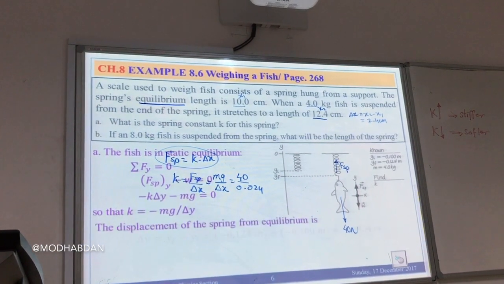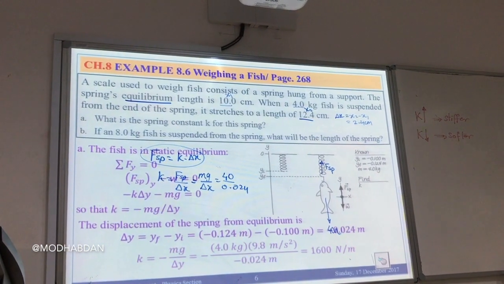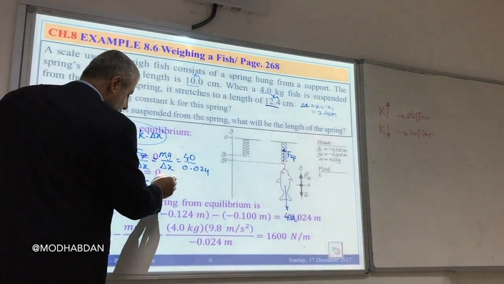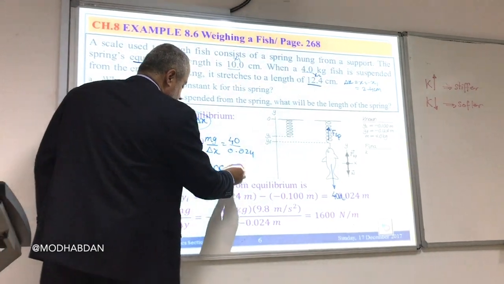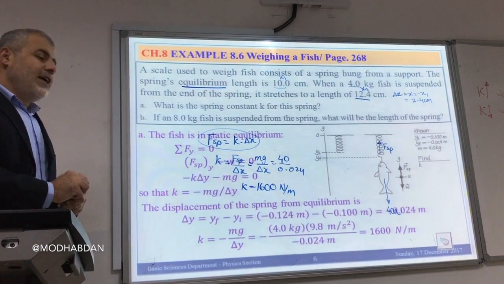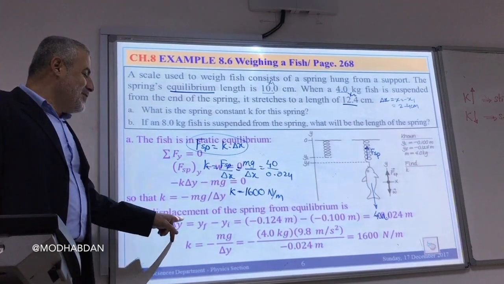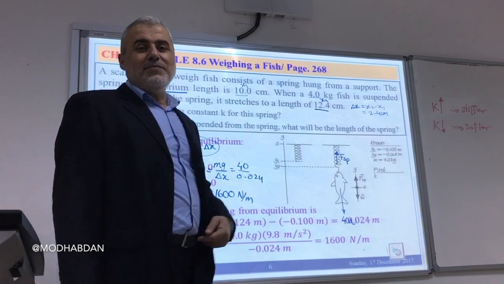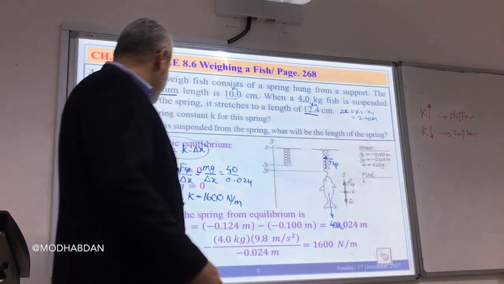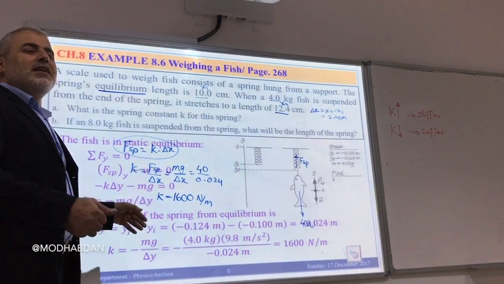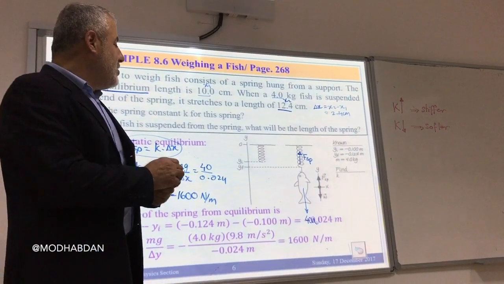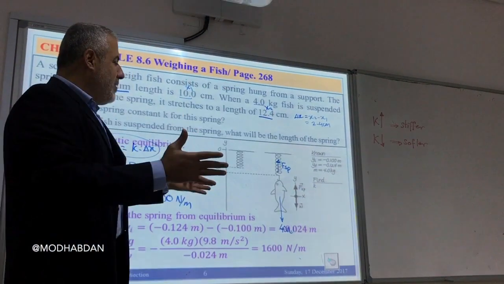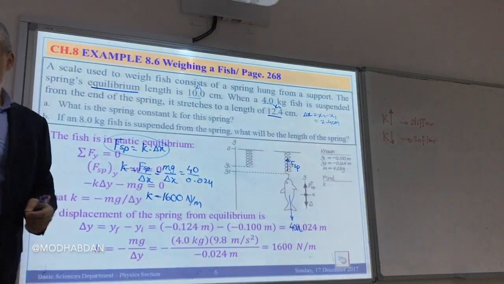By the way, we write a lot of details here. I need this one here only. Now we found that K is equal to 1600 Newton per meter. I'm not going to stick with these signs. We try to make it simple. Sometimes the sign is important, sometimes not. They consider this negative, this positive. You know that from equilibrium, you just equate these both.